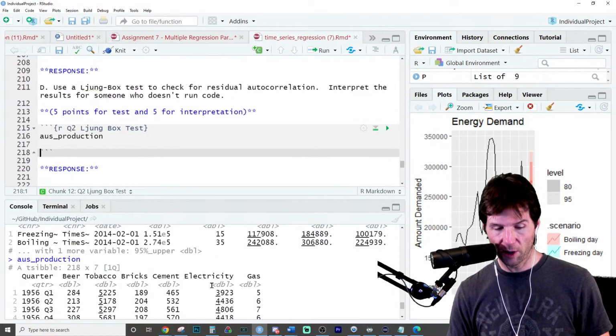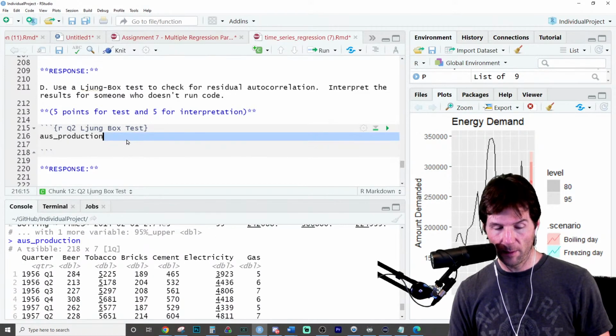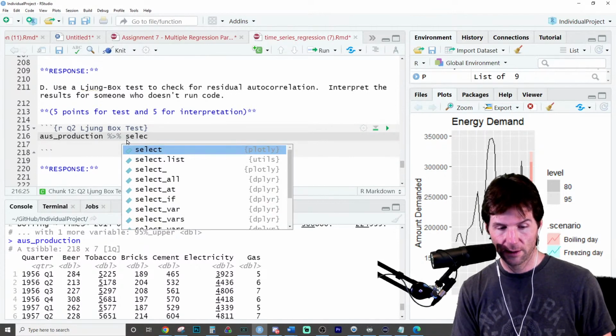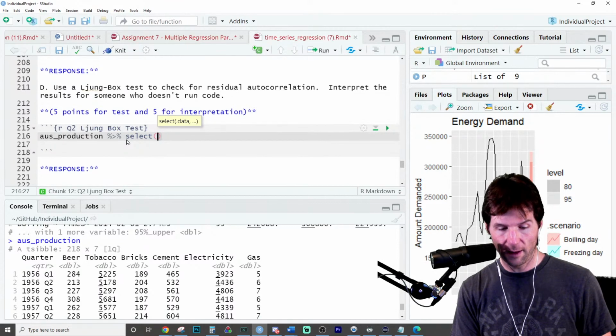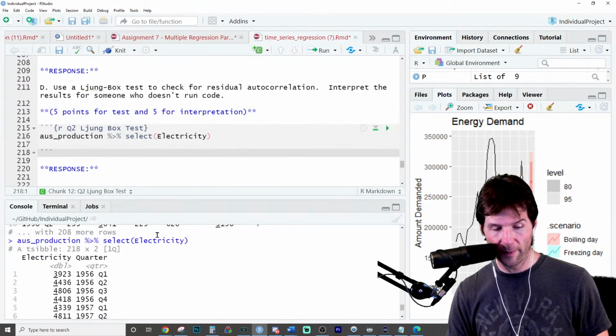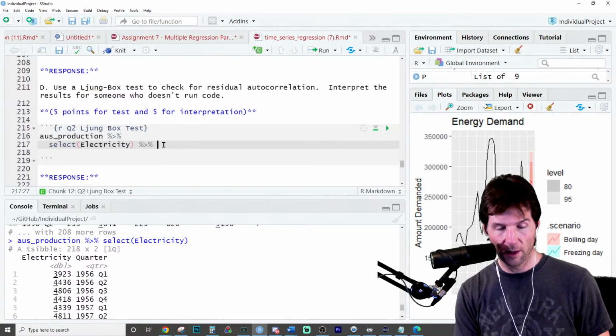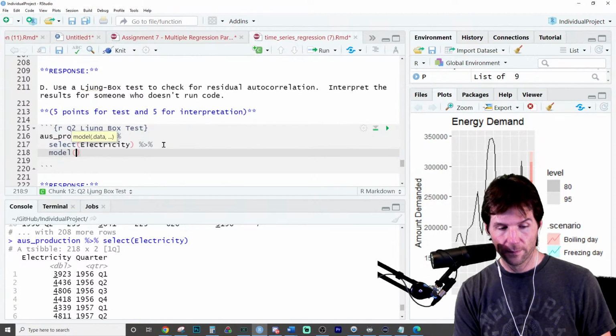We're going to grab some OS production data. Let's do this. Let's make a model right here. Let's go in here and select electricity. There we go. There's the electricity demand right there. Let's take the column we've selected right here and go to model.